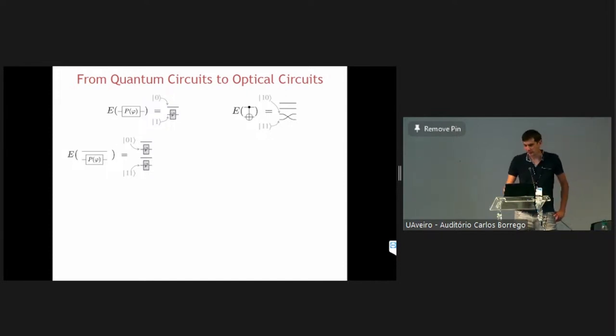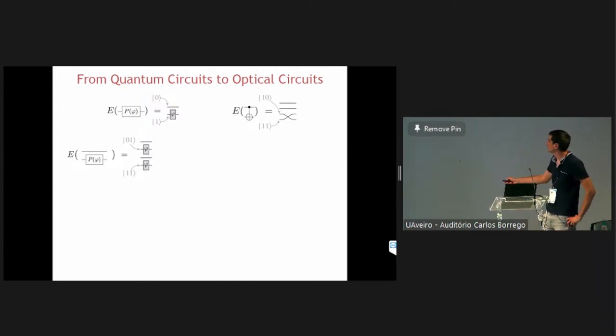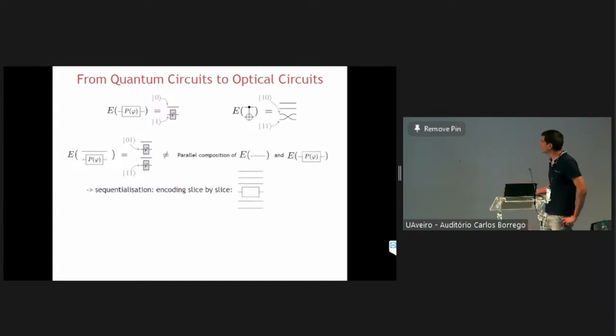What is interesting here is that the optical circuit we get, encoding this piece of circuit, is actually not the parallel composition of the encoding of the identity and the encoding of the phase gate. Here I'm encoding this parallel composition, but I'm not getting the parallel composition of the encodings. The reason is that the encoding of the identity is just the identity, so here it should be just a wire if it were the parallel composition of the two.